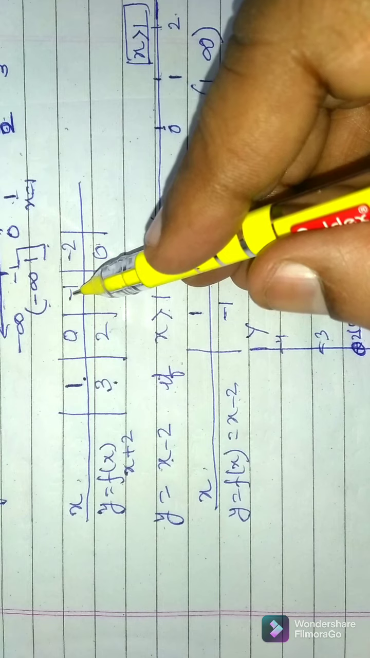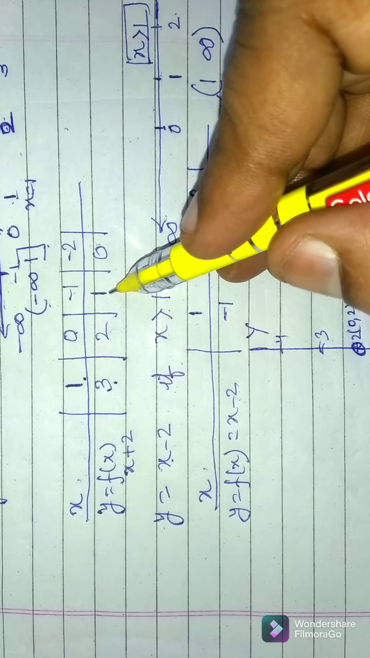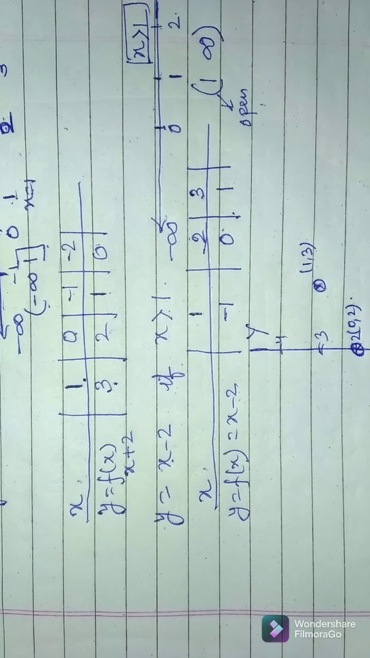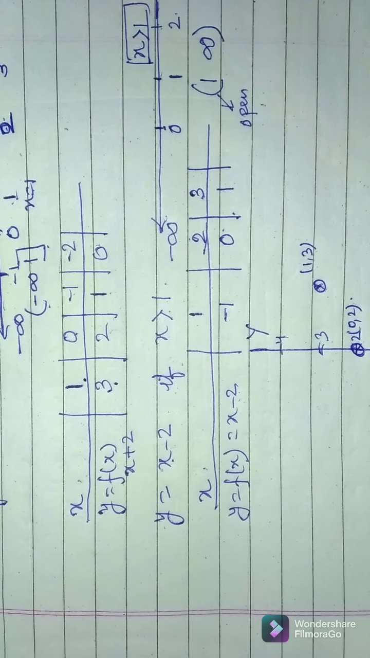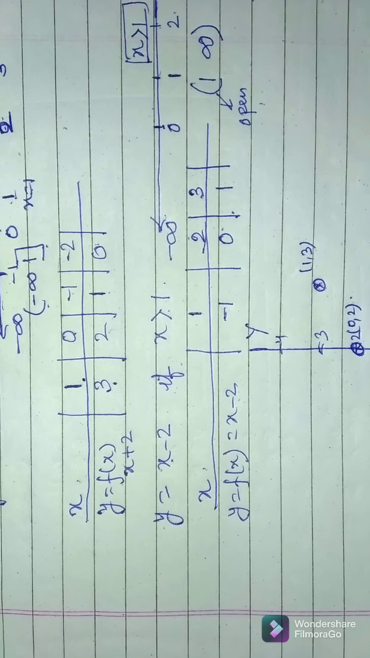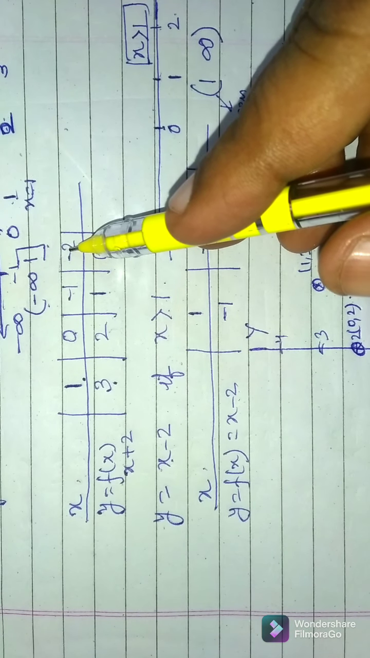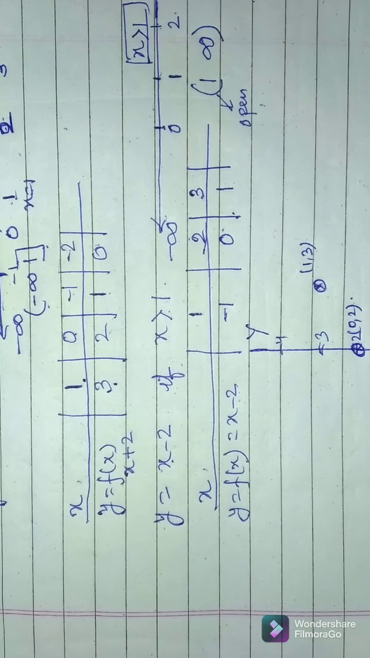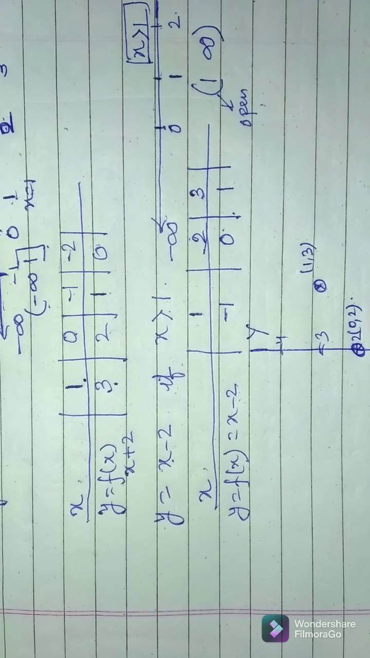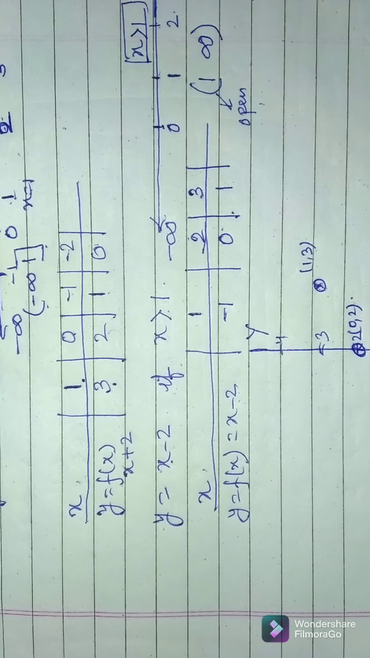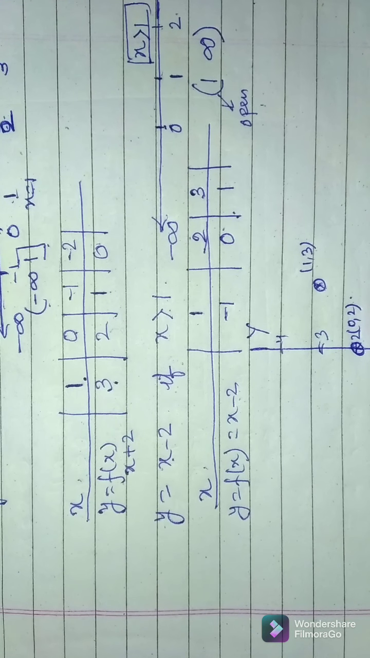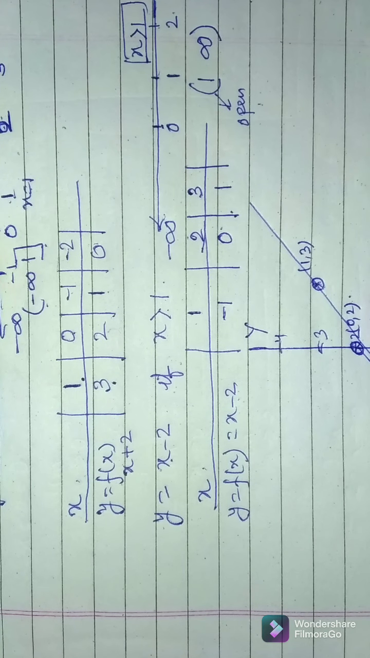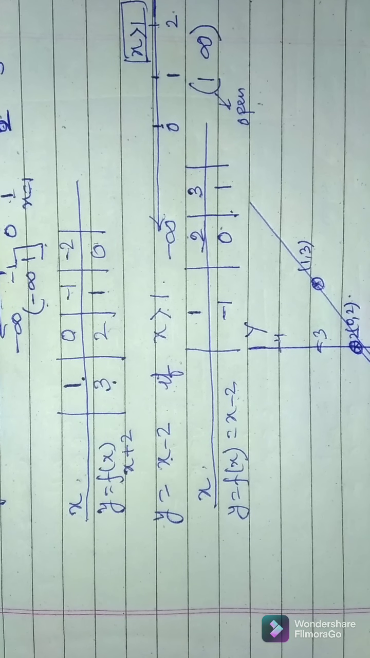X is equal to -1, f x is equal to 1. So here we are getting the point -1, 1. If we were taking x is equal to -2, then y is equal to 0. So here we are getting -2 and 0. So here, if we join this, we will get a straight line.